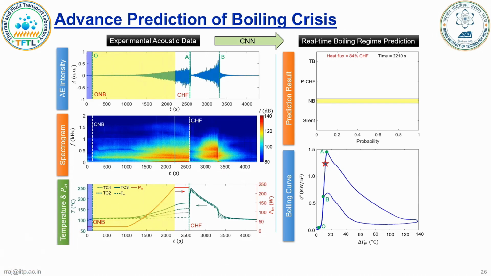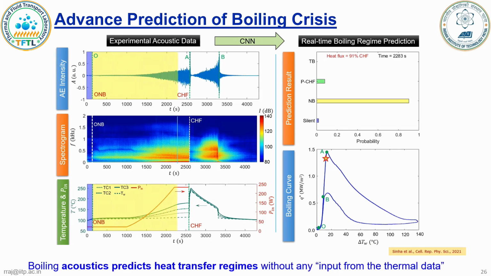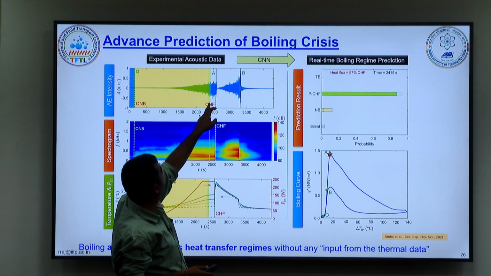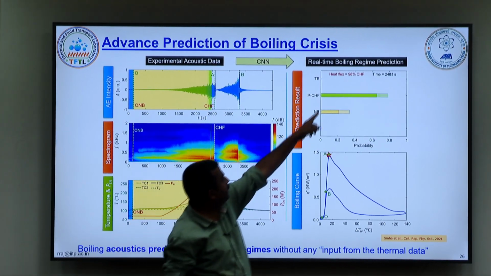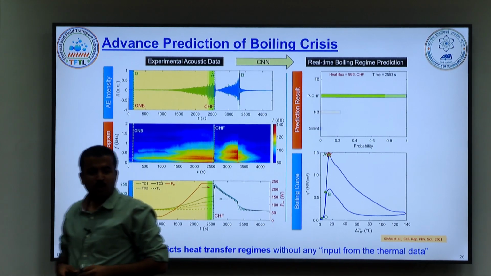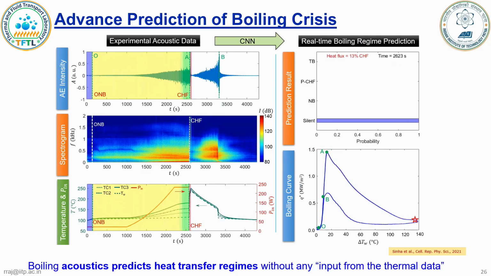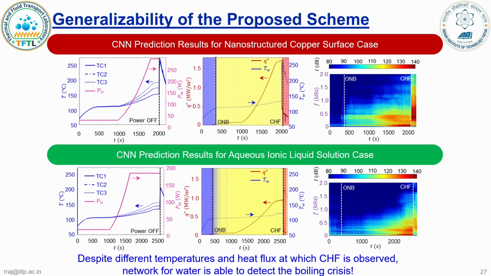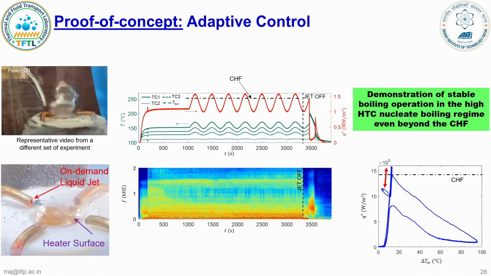What you see here, these colors are the prediction of the regimes. Yellow means right now we are in nucleate boiling. And as we are getting close to the critical heat flux, the prediction tool itself says, oh, you are near the critical heat flux, and then transition boiling and all of that. So we had very accurate prediction of the various regimes, which we deciphered from the boiling curves, without getting any information from the thermal data. And this we did in various types of solutions and surfaces.